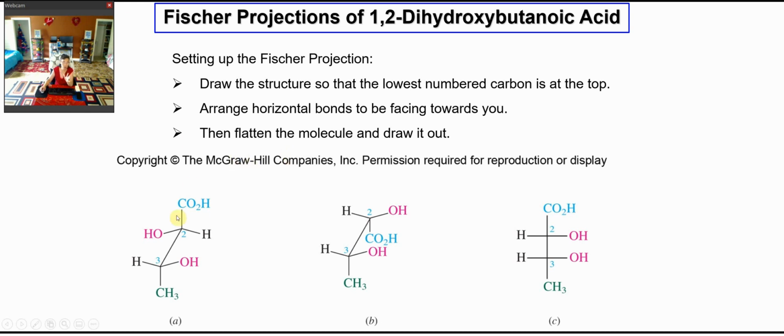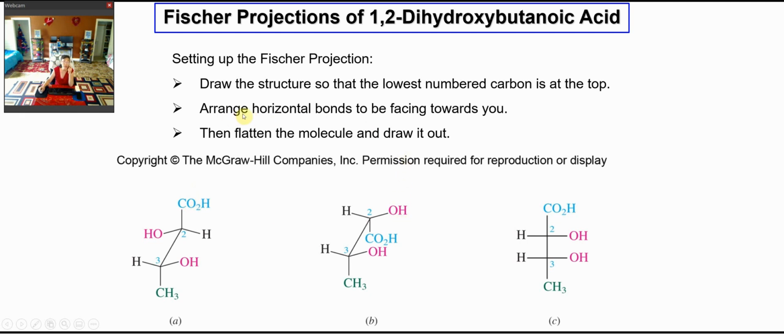So here is our rule. You have this 1,2-dihydroxybutanoic acid. What you are going to do, first of all, you find the carbon with the lowest number. This carbon bonded with the carboxylic group is named as number 1, and then number 2, number 3, number 4. You place your structure so that the lowest numbered carbon is on the very top.